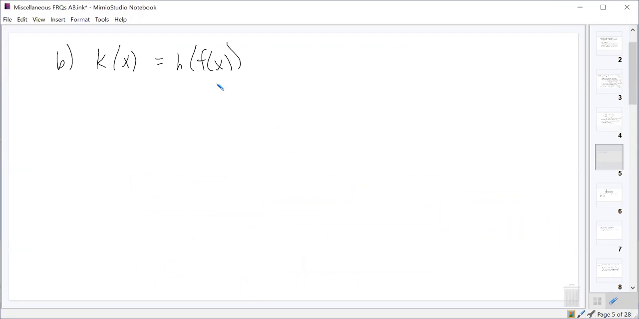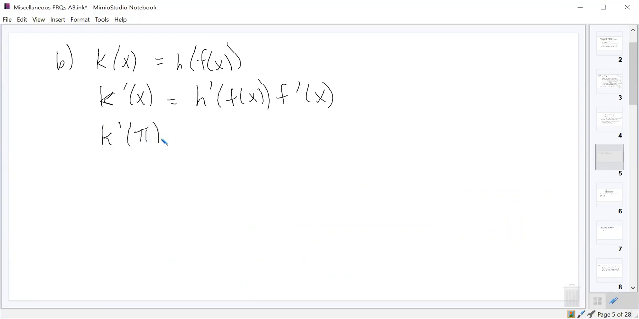All right. We want to find k prime. What's k prime? Using the chain rule, that becomes h prime of f of x times f prime of x. And we wanted to find k prime of pi. Is that right? So that would be h prime of f of pi, and then f prime of pi.